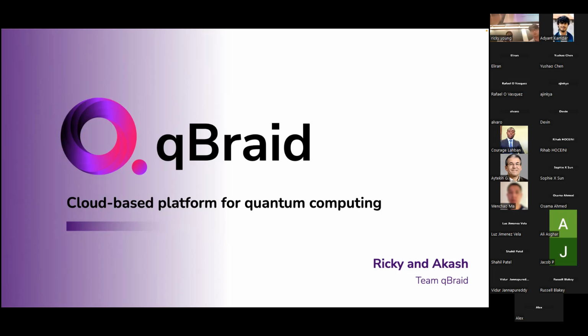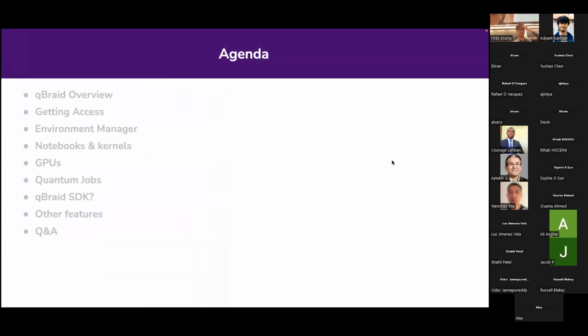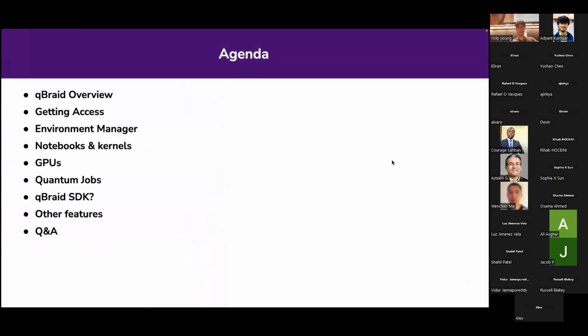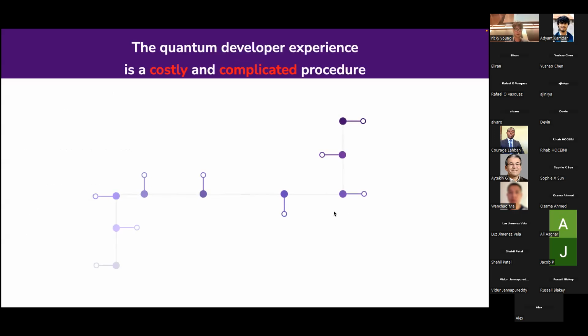Cool. So today's agenda, and I think we're pretty late, so I'll try and go quickly, is we'll do a quick overview, just run through how we'll do the getting access portion, and then discuss the environment manager, kernels, GPUs, quantum jobs, and maybe the SDK if we have time. So what's the time that we have, by the way? Okay. Sounds good.